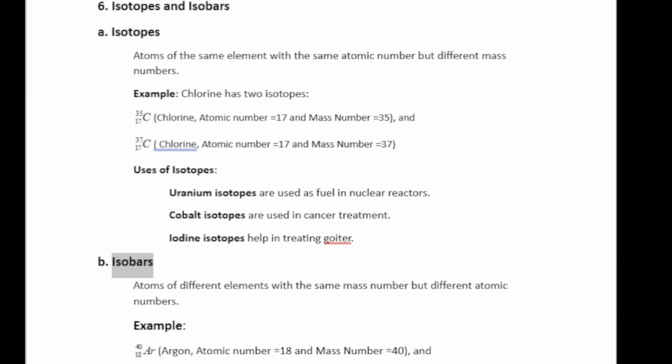Isobars: atoms of different elements with the same mass number but different atomic numbers. Example, argon, atomic number is equal to 18 and mass number is equal to 40, and calcium, atomic number is equal to 20 and mass number is equal to 40.